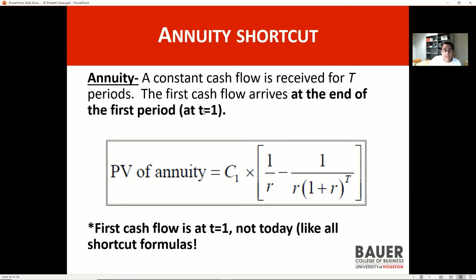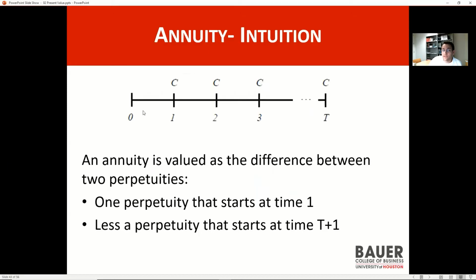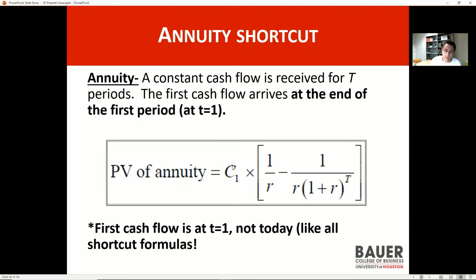Okay. As promised, all these shortcut formulas have the payment starting in one period. Just like all the other timelines, the annuity timeline is no different. Nothing's going on at time 0. The first cash flow is occurring at time 1. And so what shows up in the formula is just the cash flow that you're getting at time 1. You multiply this by this ugly bracketed term, 1 divided by R minus 1 over R times 1 plus R to the t.